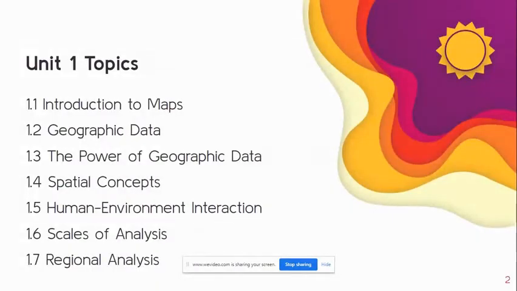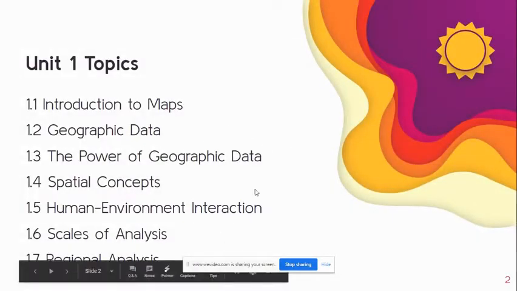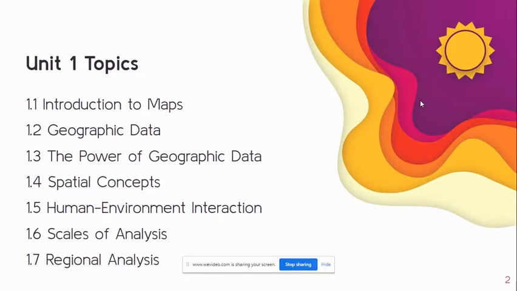So the Unit 1 topics, these are the 7 Unit 1 topics. Today we're going to be focusing on the first and the sixth one: an introduction to maps and scales of analysis. The reason I'm jumping around is because when we talk about maps, we talk about how maps tell us stories, but they can also be interpreted in different ways. Thinking about not only what the map is showing and the distortion, but also the scale we're looking at and what we're actually seeing on the map, go together.